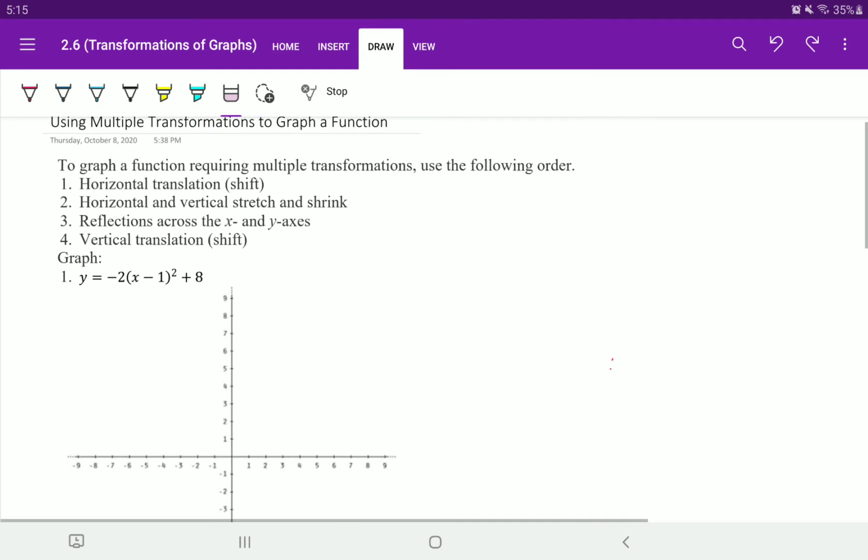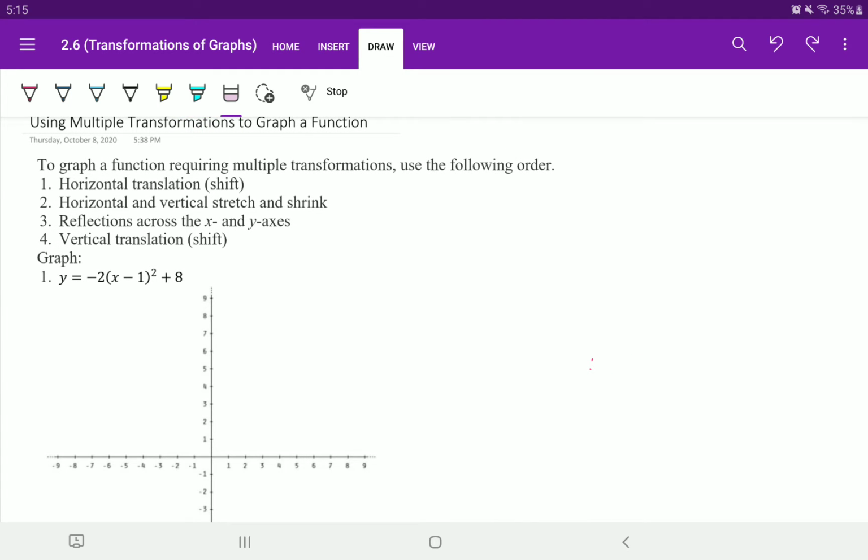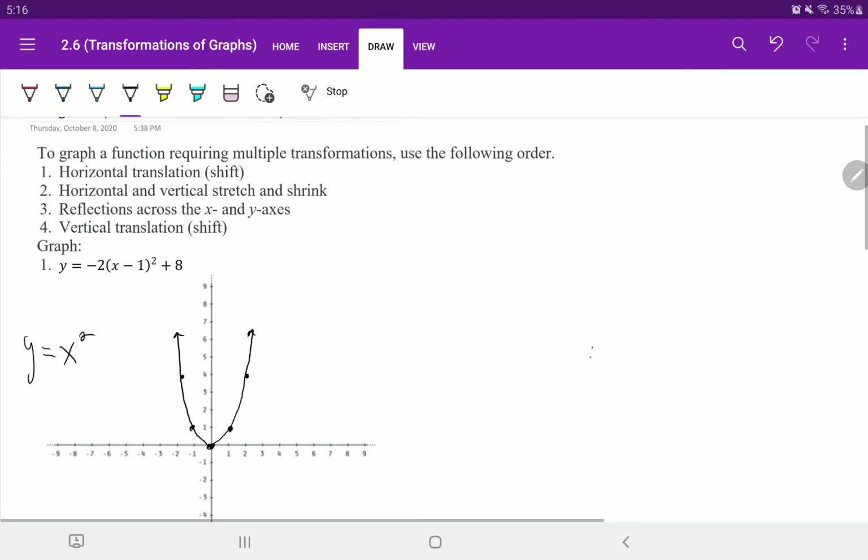Now, let's graph the function y equals -2 times (x minus 1) squared plus 8. And let's identify the parent function. The parent function in this case is going to be y equals x squared, denoted by the exponent. So we're going to quickly sketch that graph. 0, 0, 1, 1, 2, 4. Negative 1, 1, negative 2, 4. Okay, so we know it's going to be a parabola.